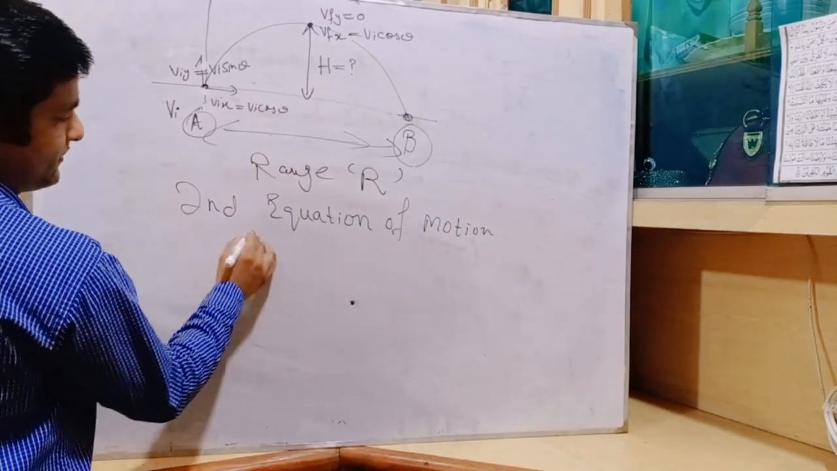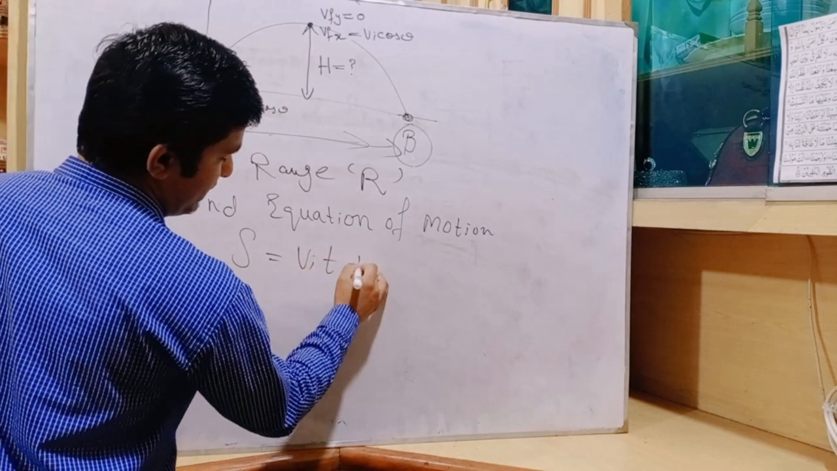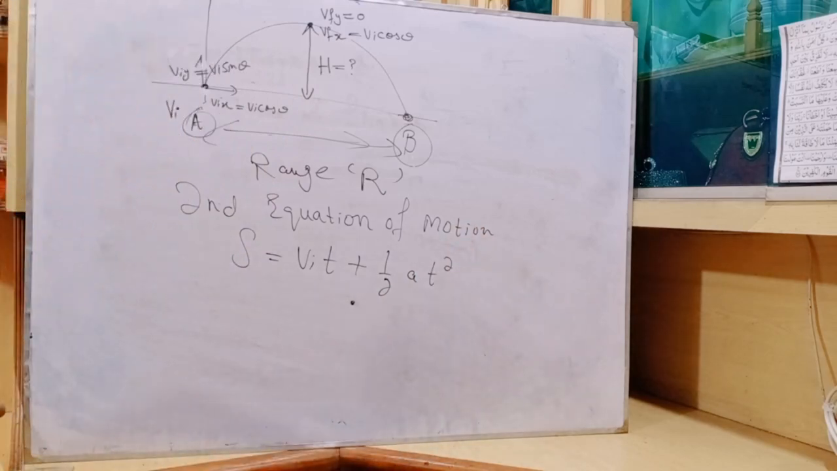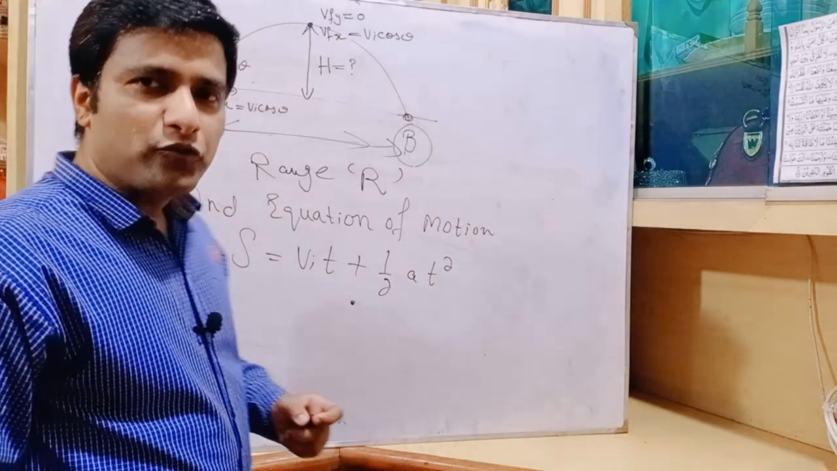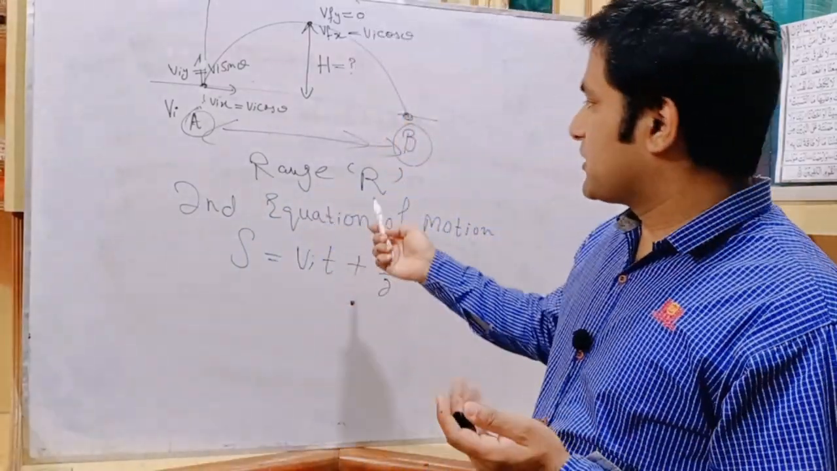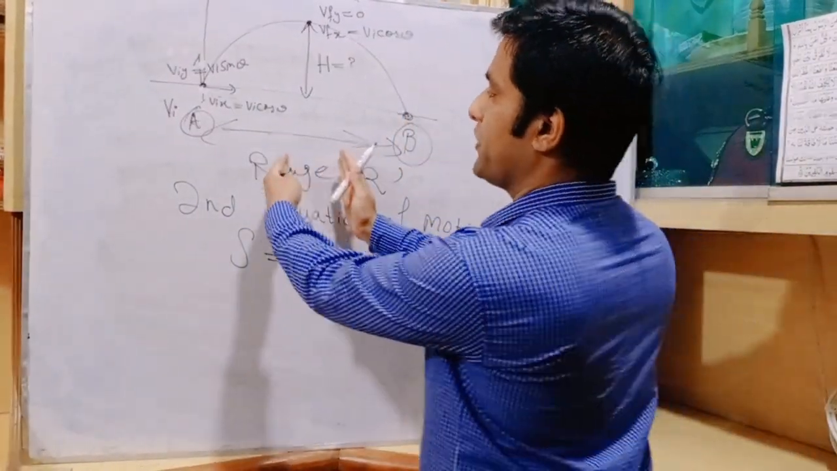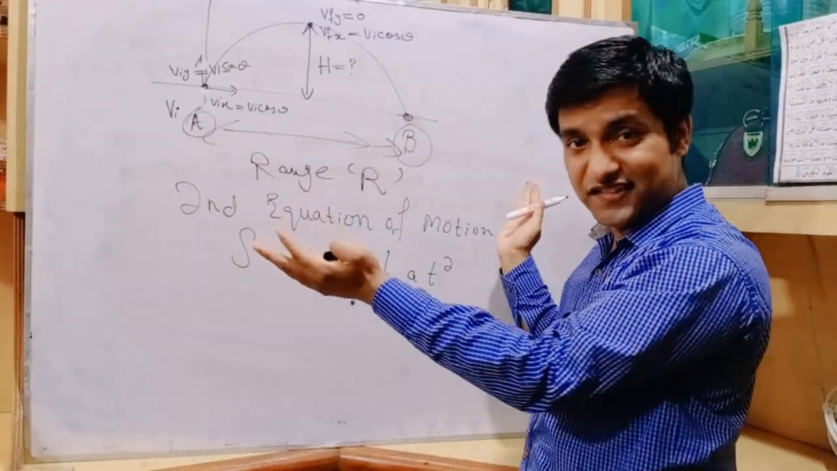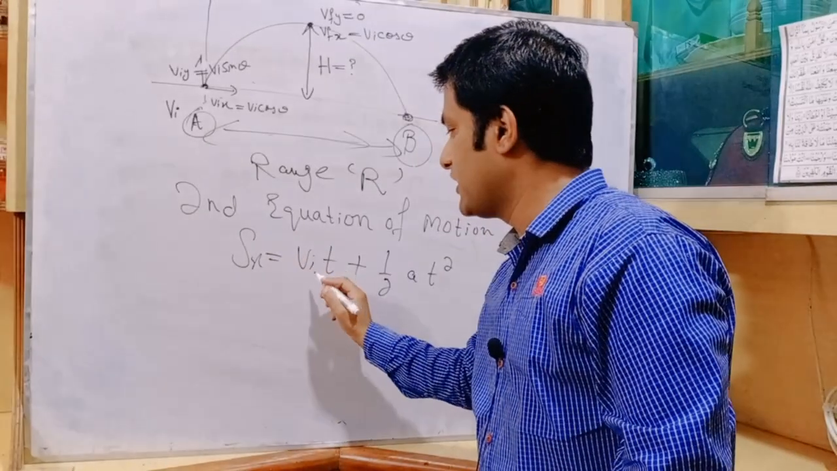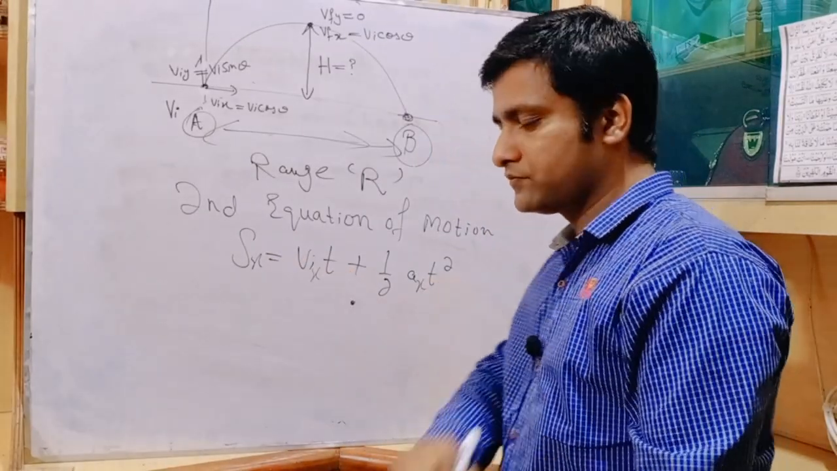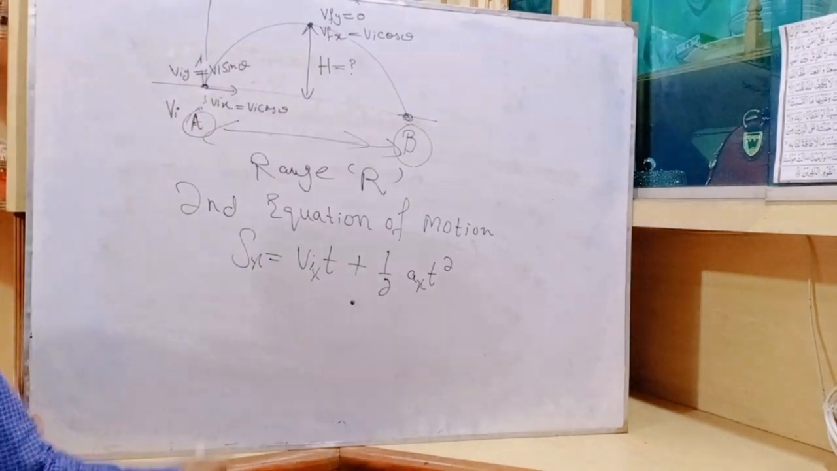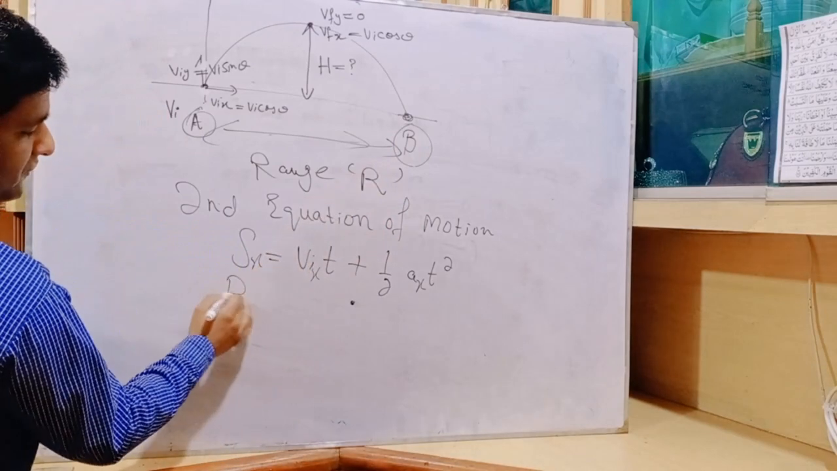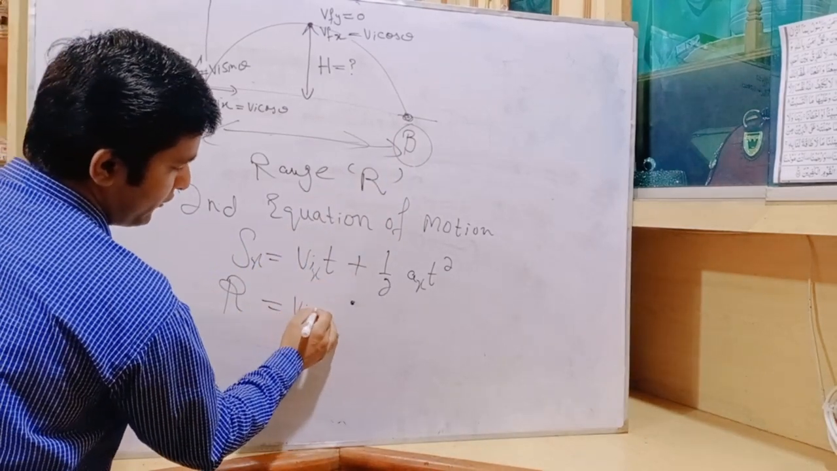For the second equation, S is equal to Vi t plus half a t square. We are trying to find out the range of the projectile. And what is range of the projectile? The range is the maximum horizontal distance. So this is horizontal, means X axis. So we will take X over here. So what is Sx? From this point to this point, we are taking R. This is range. What is Vix? Vi cos of theta.